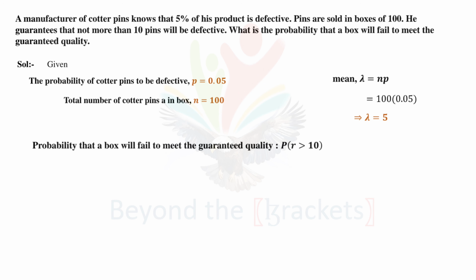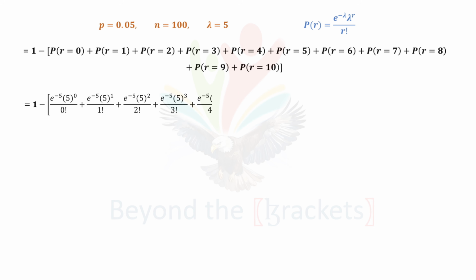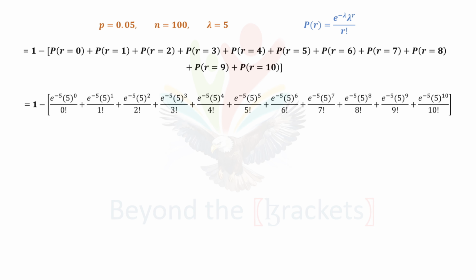Again, direct calculation would require summing probabilities from 11 to 100, which is very lengthy, so we use the complement rule and write it as 1 minus P of r less than or equal to 10. Substituting the values, we get 1 minus the sum of probabilities from r is equal to 0 to r is equal to 10. Substituting the values in probability mass function, we get the following expression.